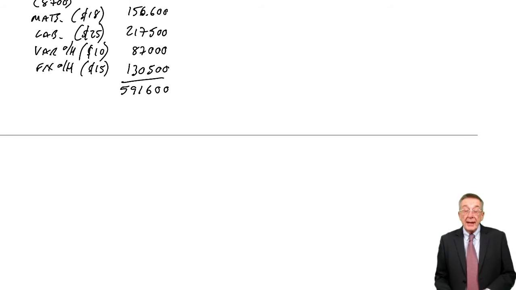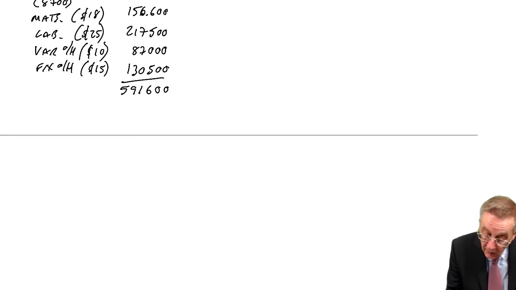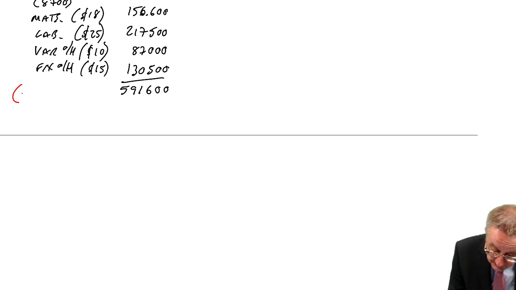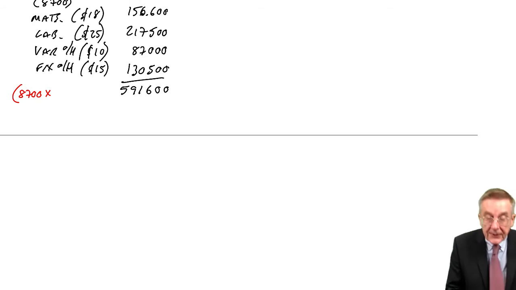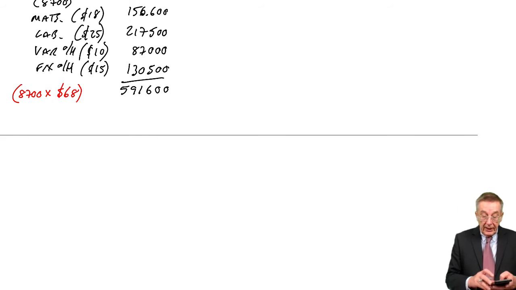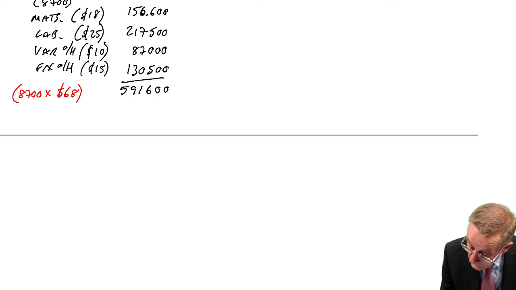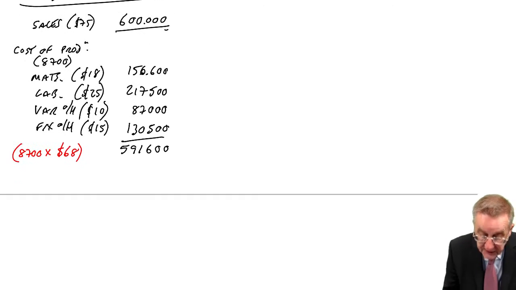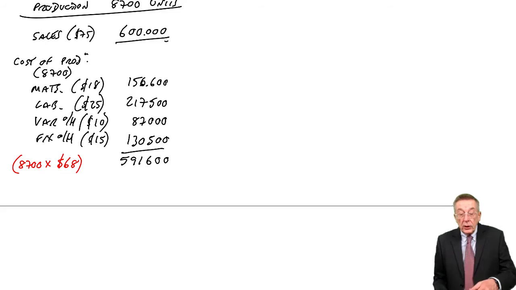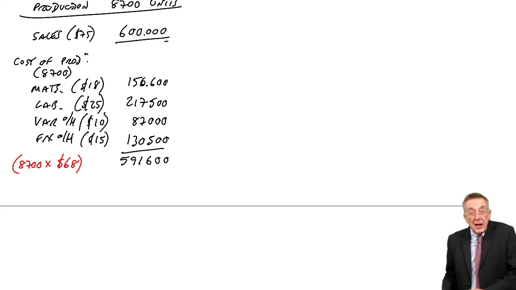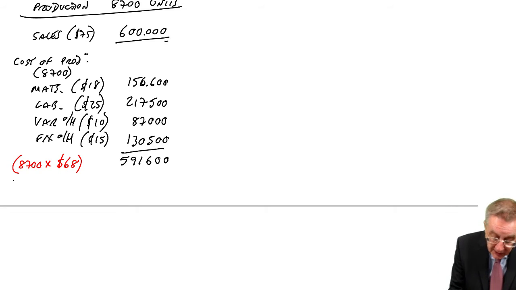And of course I could actually have written that straight down because the production is 8,700 units. The cost per unit should be $68. 8,700 at 68, 591,600. However, that's the cost of the 8,700 produced. In order to get the cost of the 8,000 that was sold, we need to subtract the closing inventory.